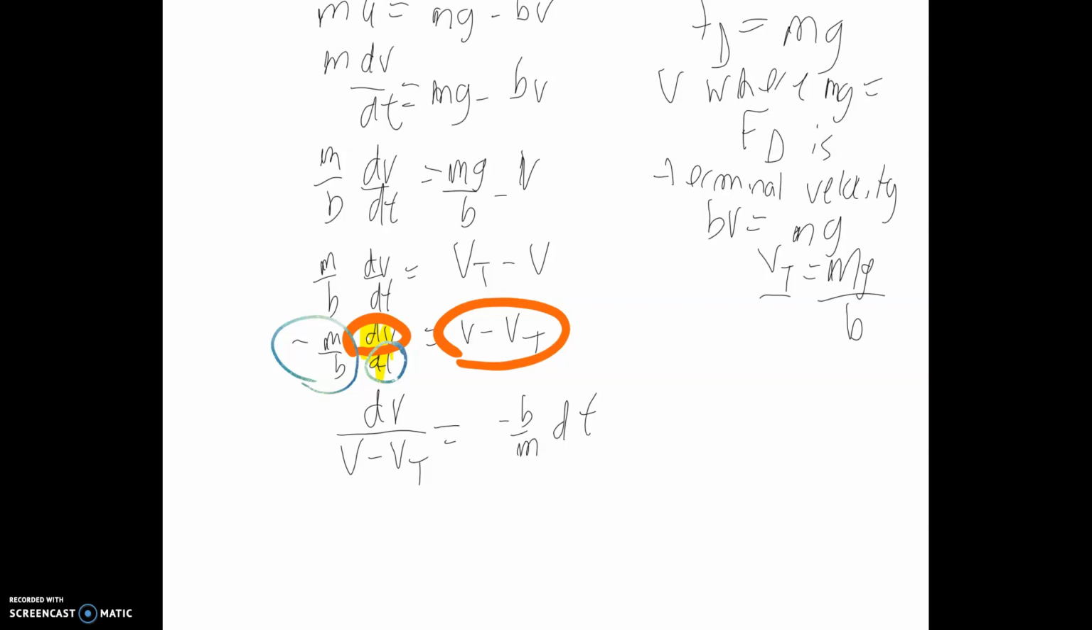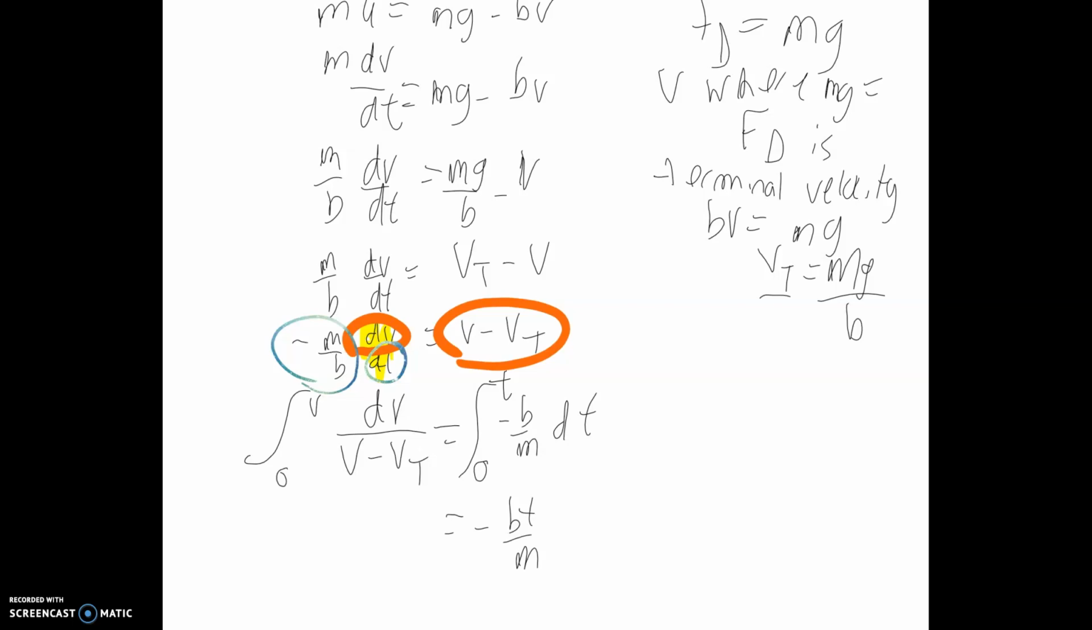The only thing I can do now is integrate. And again, I am going to treat this like this object fell from rest. So I'm going to call the initial velocity 0 and go to v, and call the initial time 0 and go to t. Okay. When I do that, the right-hand side has no terms at all that relate to anything. Those are both constants. So I'm just going to have negative bt over m.